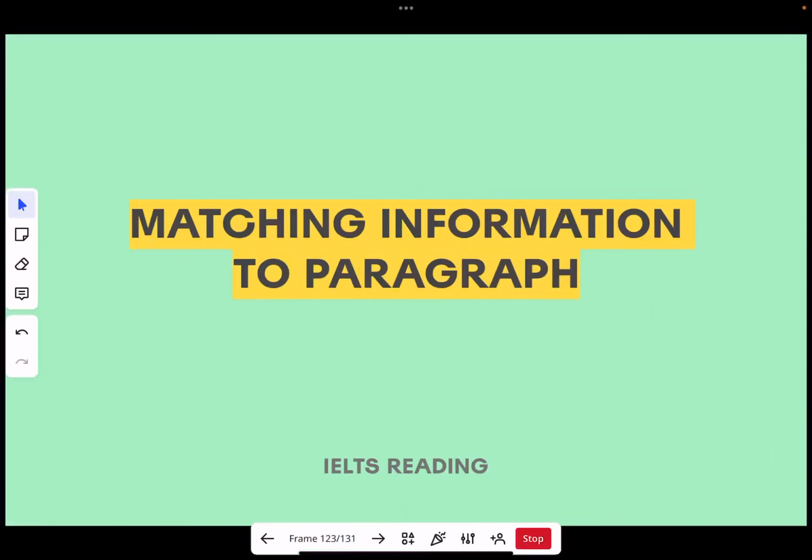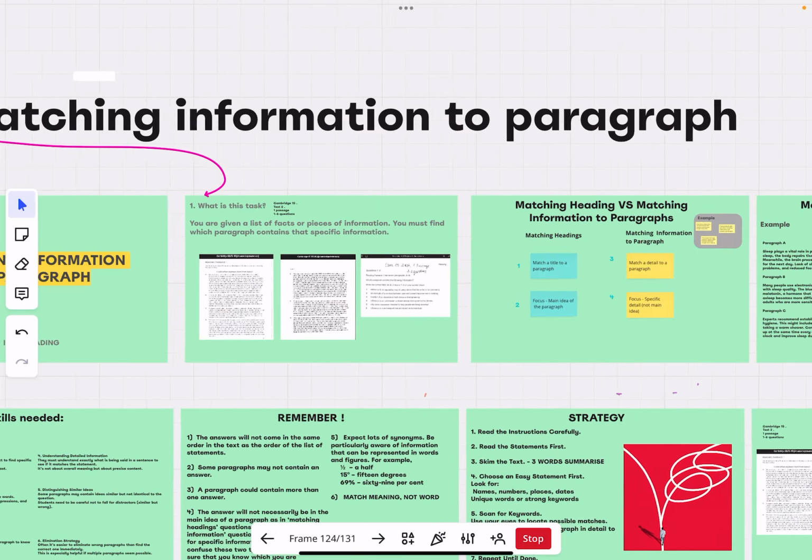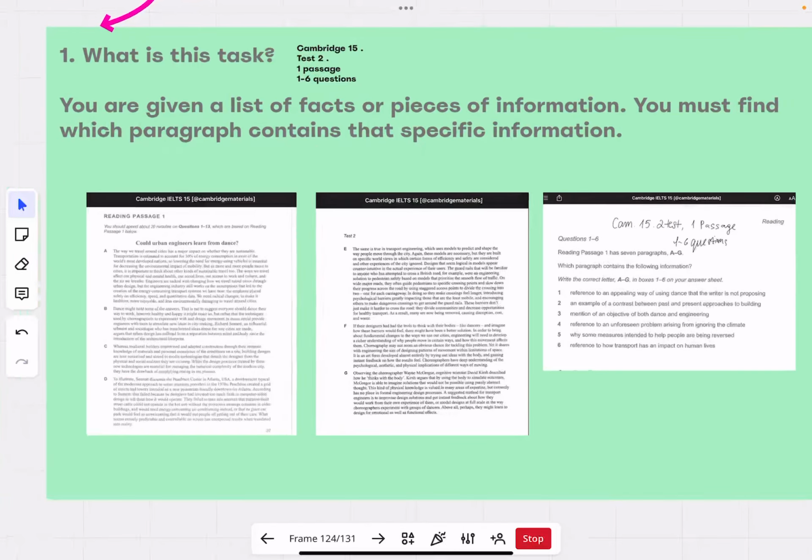Welcome to IELTS reading. Today we're going to focus on matching information to paragraph, one of the very confusing types of question. However, don't worry, I'm here to help you. Okay, first of all, let me just introduce it. In IELTS reading, we have different types of tasks: matching headings, matching information. First of all, let me show you how it looks.